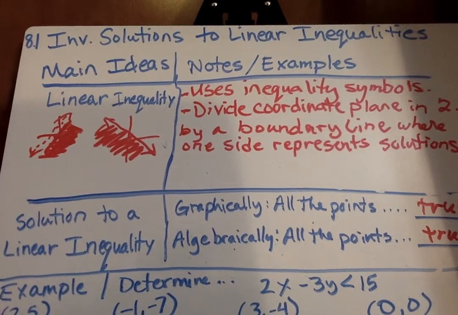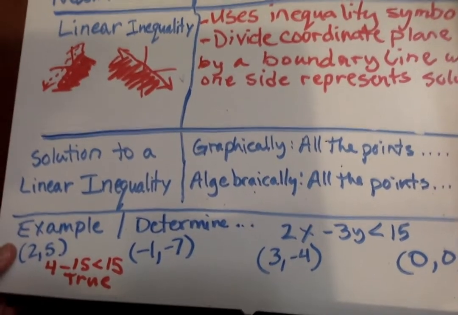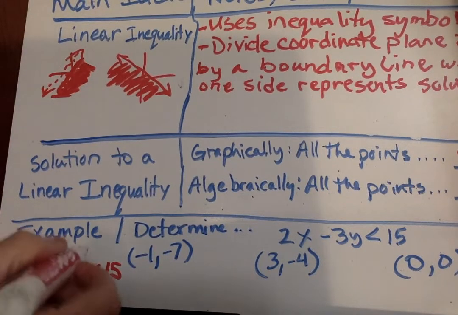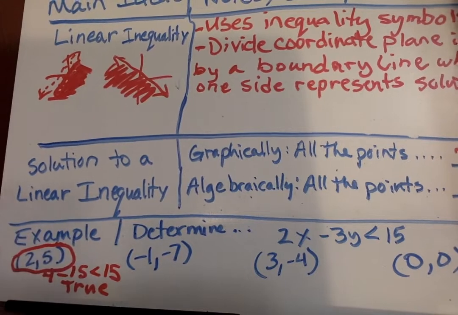Can you guys see that okay there? I don't think that you can, so let me just move things around a little bit. Okay, so yes, this is a solution. 2, 5 is a solution.